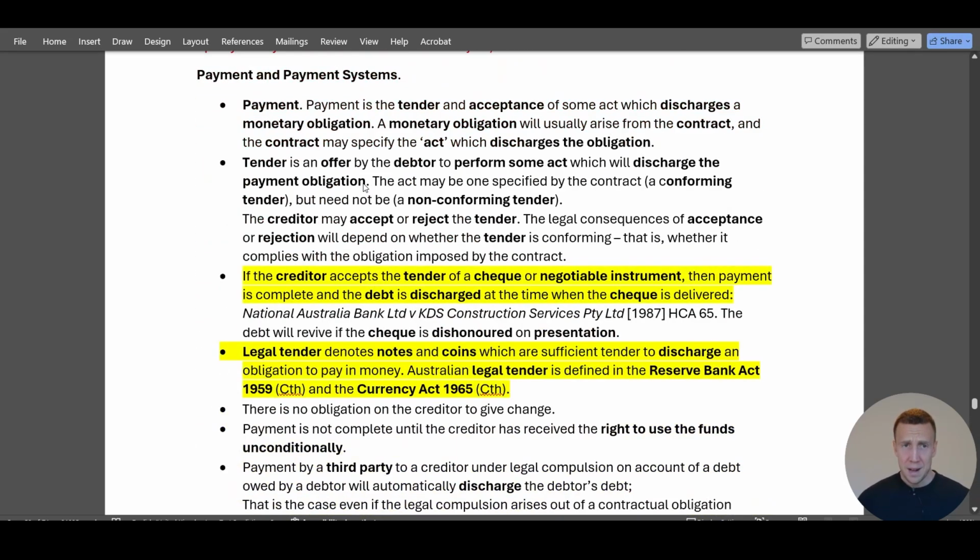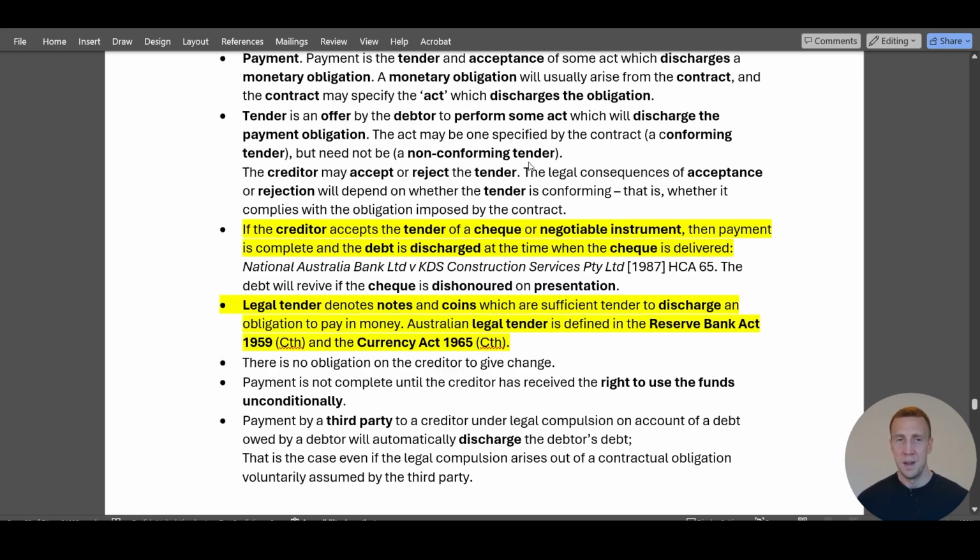So that wraps up checks. So we're going to go into payment and payment systems now. So payment is the tender and acceptance of some act which discharges a monetary obligation. A monetary obligation will usually arise from the contract, and the contract may specify the act which discharges the obligation. Tender is an offer by the debtor to perform some act which will discharge the payment obligation.